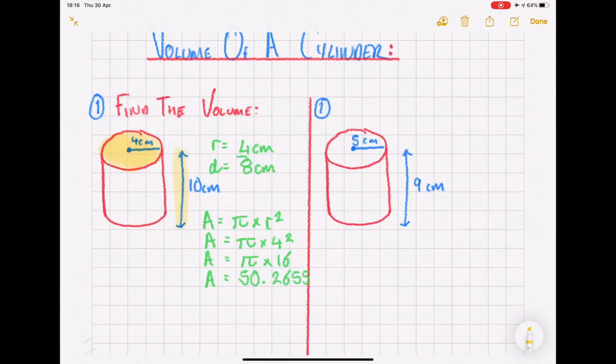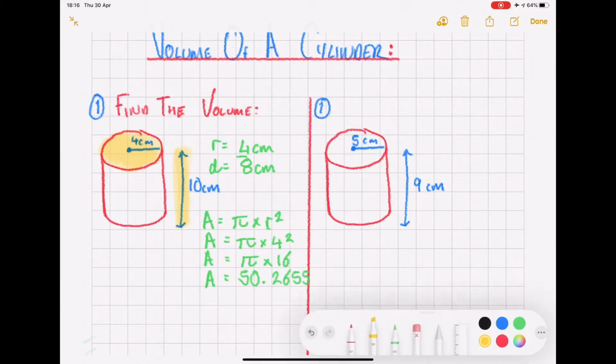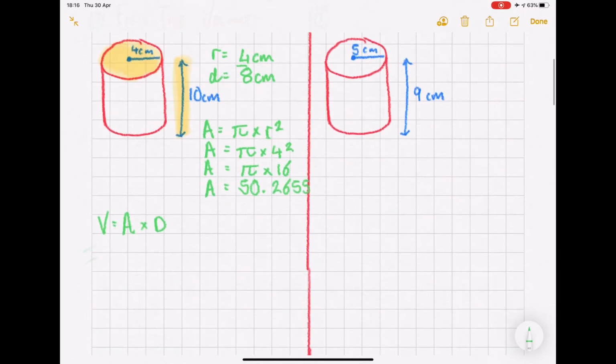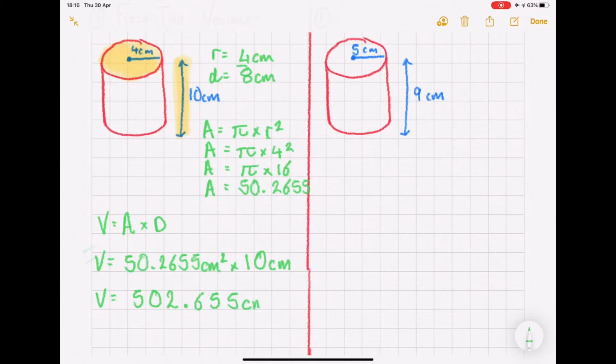And like we said, if we want to find the volume, we now times it by the depth. So our volume is our area times by our depth. So in this question, volume equals 50.265 centimetres squared times by 10 centimetres. So our volume is going to be 502.655 centimetres cubed, which is our units for that.